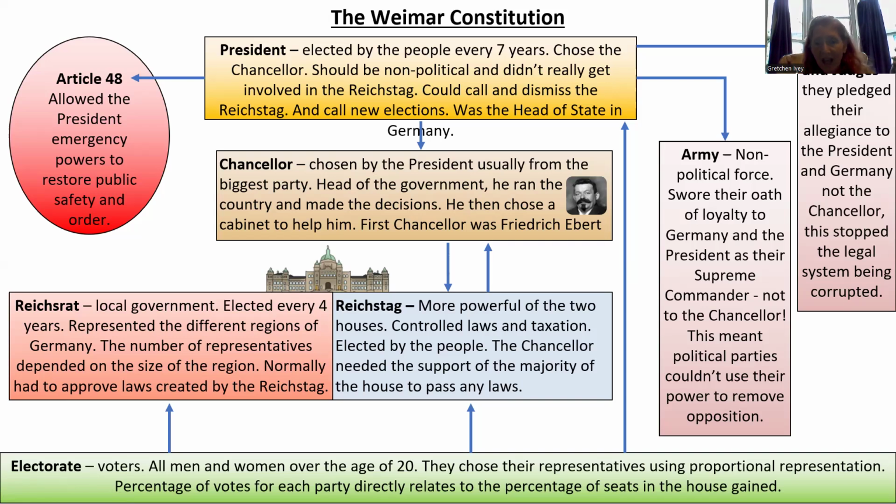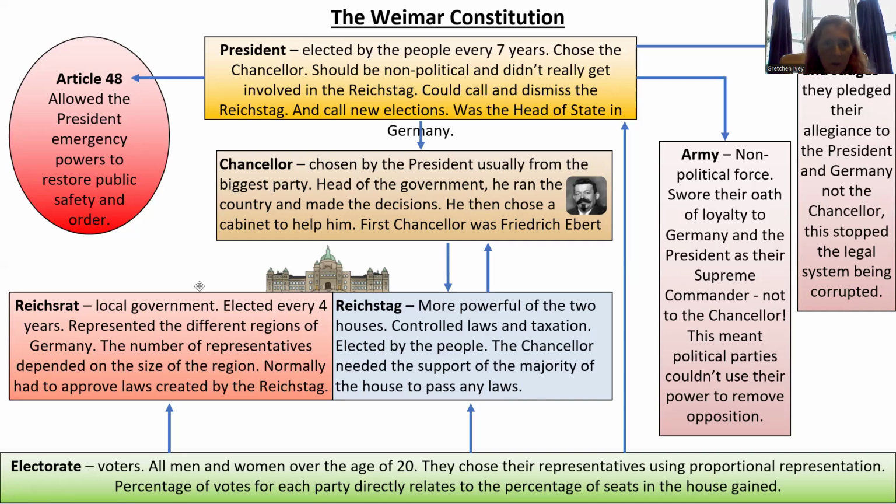And then you have the Reichstag, more powerful of the two houses, controlled laws and taxation. Elected by the people, the chancellor needed the support of the majority of the houses to pass any laws. Okay, so that's sort of your up and down structure. Now, some more of the specifics.